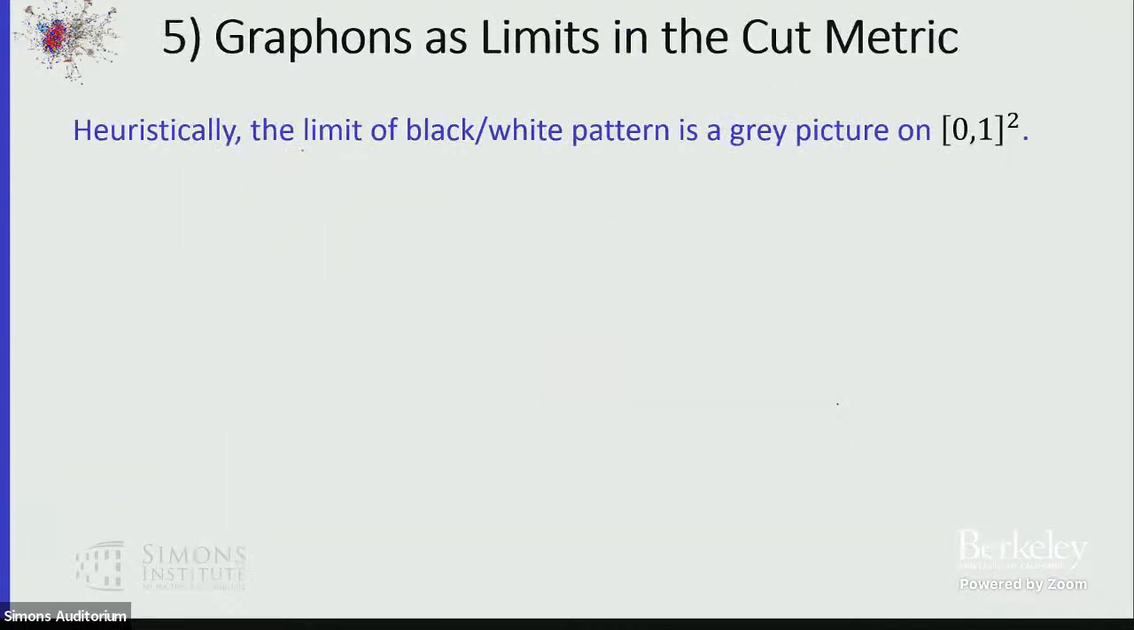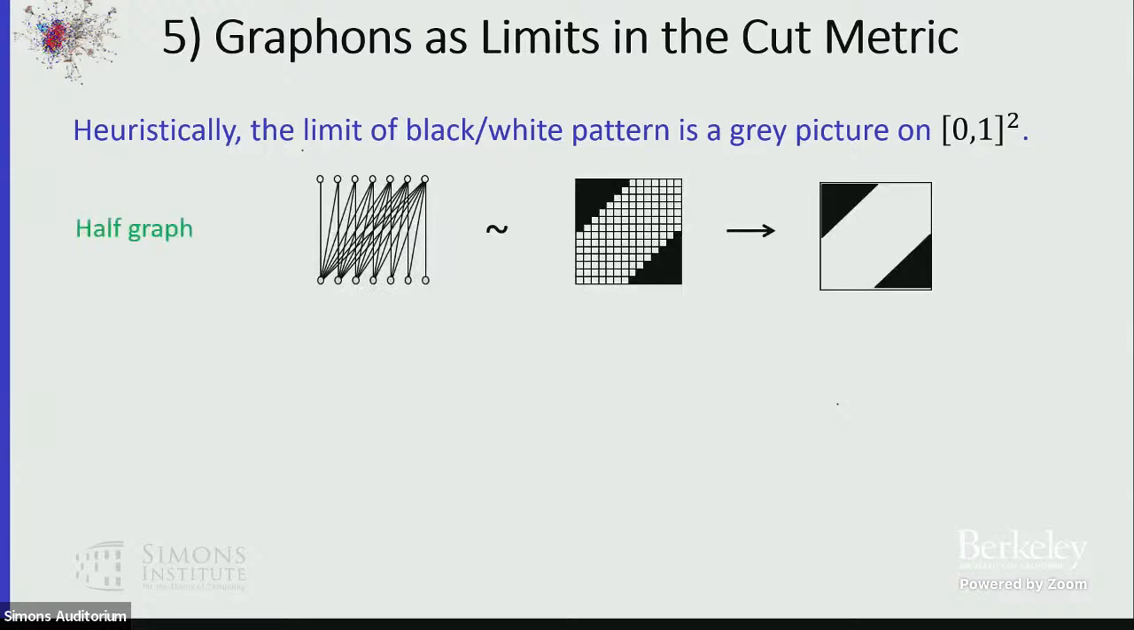Okay, so now I want to discuss limits. Okay, so I want to discuss graphons as limits in the cut metric. And heuristically, it's super easy, okay? So we already have seen that any graph can be embedded into the unit square. And I hinted at that, but I didn't draw that picture. If now you send n to infinity, it clearly goes to that picture, okay?